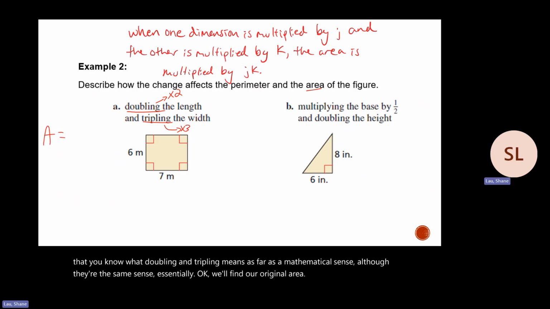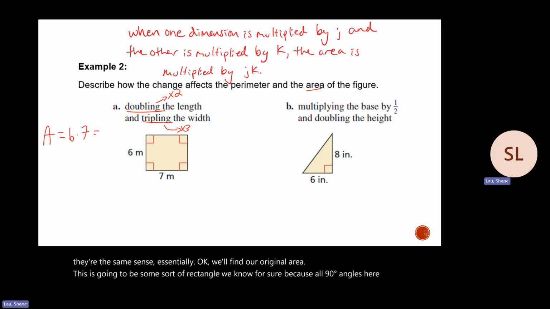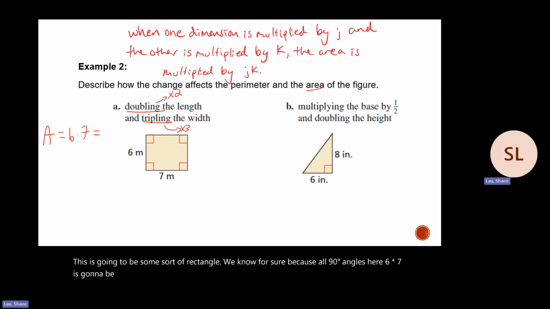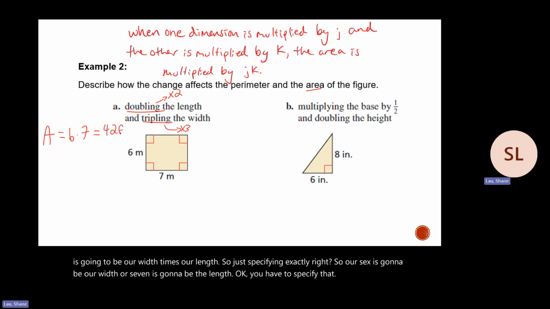Okay, we'll find our original area. This is going to be some sort of rectangle, we know for sure because all 90-degree angles here. 6 times 7 is going to be our width times our length. So just specifying exactly right, our 6 is going to be our width, and 7 is going to be the length. Okay, you have to specify that. And we get 42 feet squared.